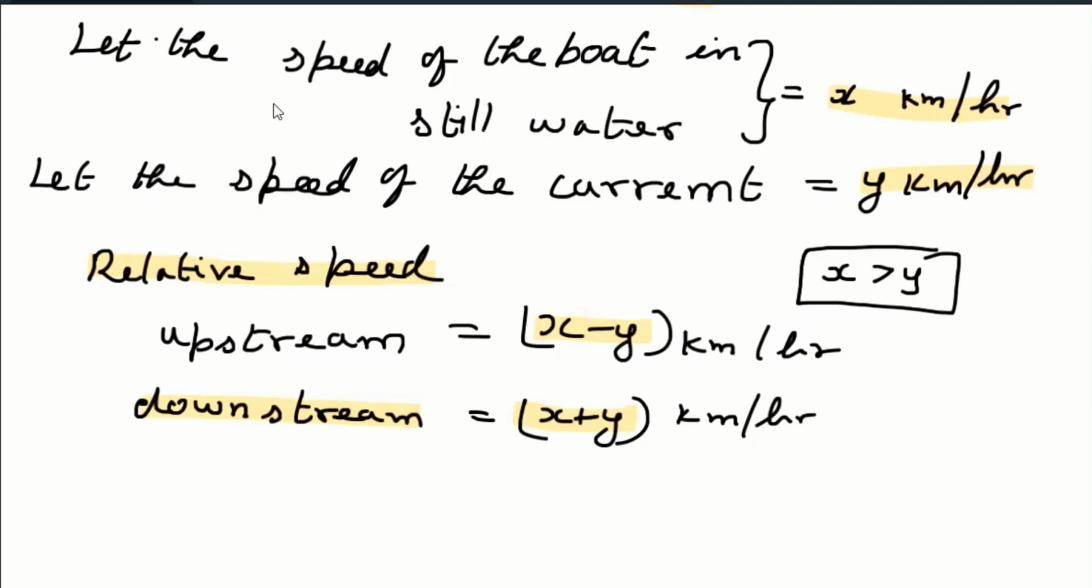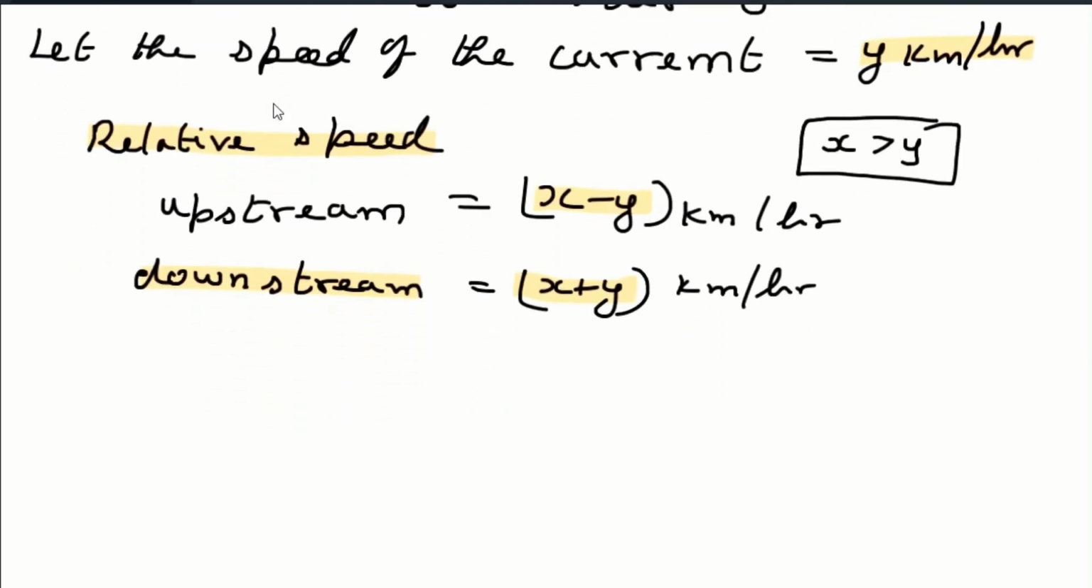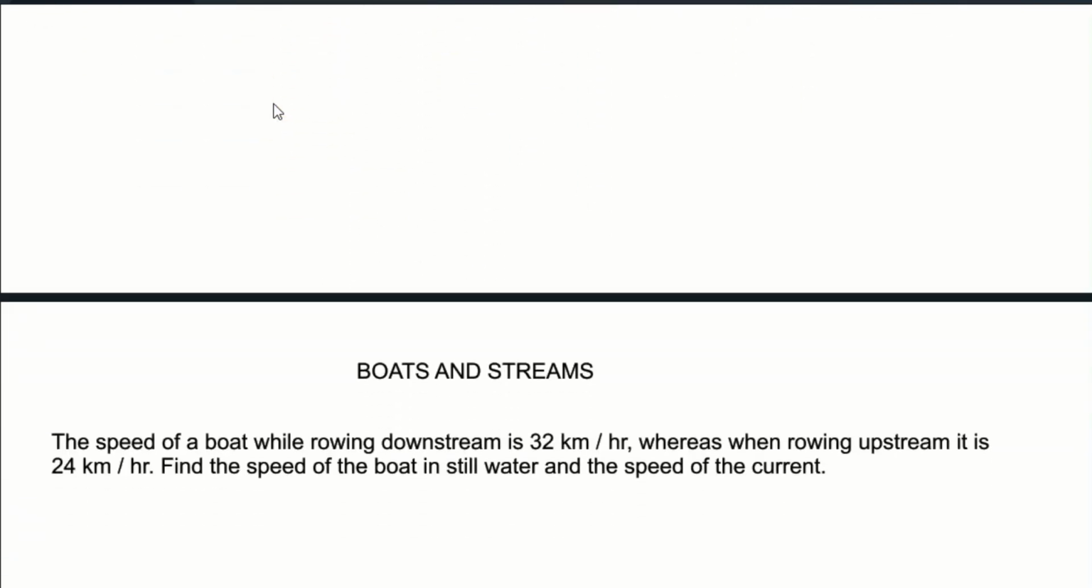So these are the four major points which you need to consider to do any sum on boats and streams. Is that clear? So make a note. Now let us proceed on to the sums. Very simple. The only basic formula we are going to use here again is distance is equal to speed into time. This is the basic formula which we are going to make use of in solving all the sums. So now let us move on to the sums.